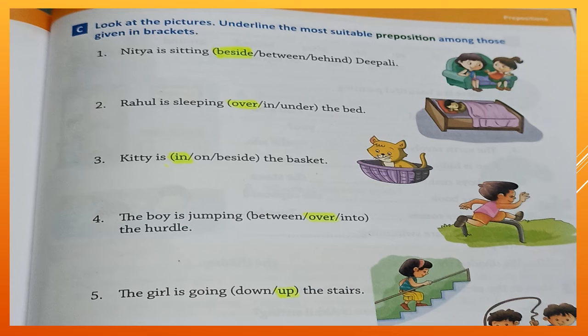Now let's go for the examples, where we'll understand. Nitya is sitting dash Dipali. So what will you use here: beside, between or behind? Yes, right, we will use Nitya is sitting beside Dipali. वो दीपाली के बाजू में बैठी हुई है. So we will say she is sitting beside Dipali.